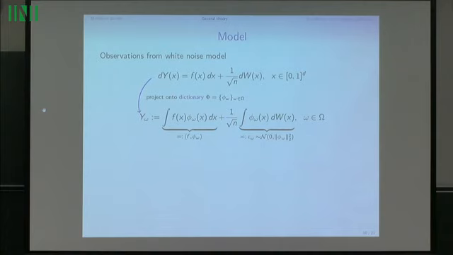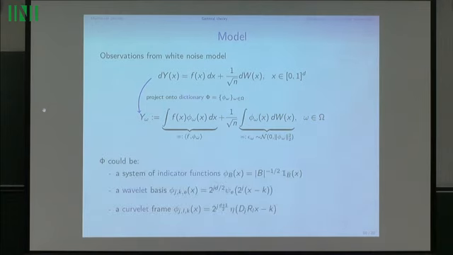Then your observations are, at the end of the day, this y omega. Omega is the index I use to index this dictionary. And these are essentially the coefficients of the true regression function f with respect to this basis, or this dictionary, plus noise. And since we are in this white noise model, they turn out to be correlated normals.